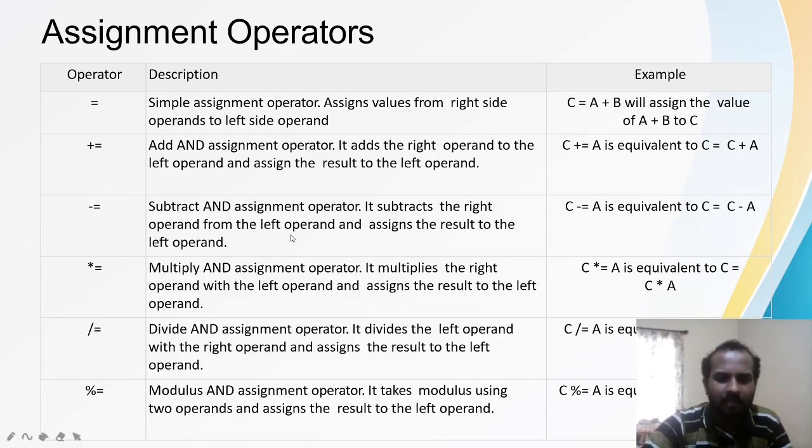In the same manner, multiplication and equal to, where C is equal to C into A, and division and equal to, where C is equal to C divided by A, and modulus and equal to, where C is equal to C modulus A. Again, the modulus operation cannot be done on floating point or real numbers. It can only be done on integer operands.